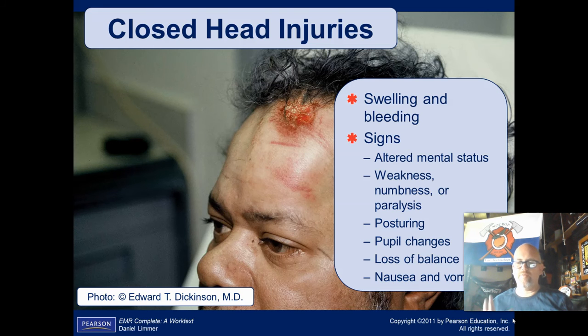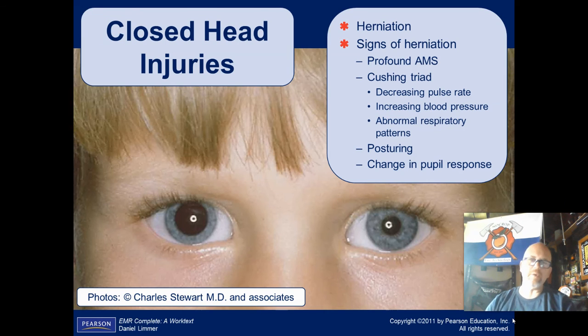Pupil changes: we're looking for equal and reactive, but they may be unequal. Loss of balance, nausea, and vomiting happen with all head injuries. It's something we need to know about. Here is your unequal pupils. Couldn't be explained better. Herniation of the brain. We have shifting of the brain. Signs of herniation: profound altered mental status. Cushing triad, which is a decreased pulse rate, increased blood pressure, and abnormal respiratory patterns. Posturing could be something we would see, and change in pupil response.